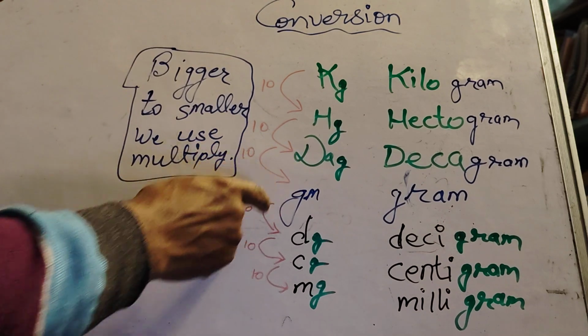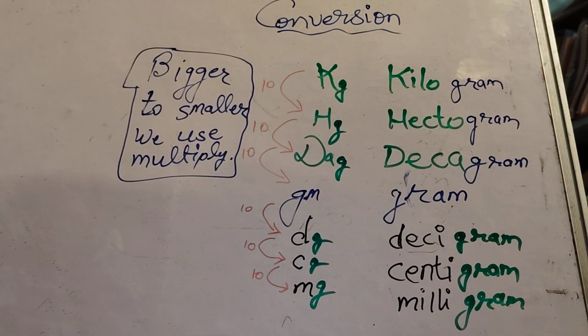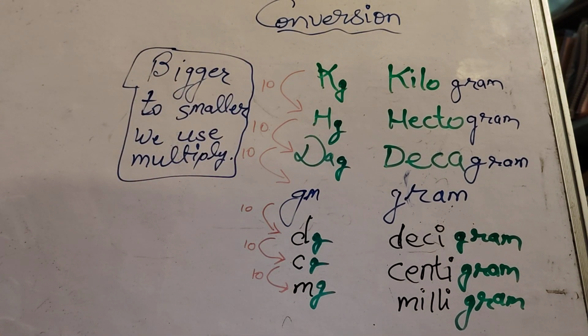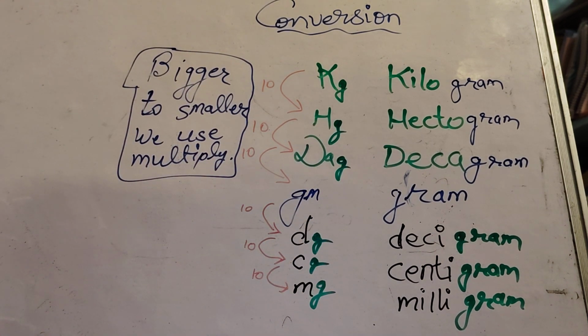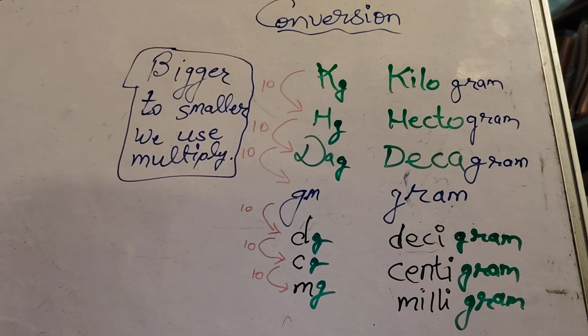1,000, because there is 10 into 10 into 10, three times, so it makes 1000. 1 kilogram is equal to how many decigrams? 10,000. Correct. 1 kilogram is equal to how many centigrams? 100,000. Correct. And 1 kilogram is equal to how many milligrams?